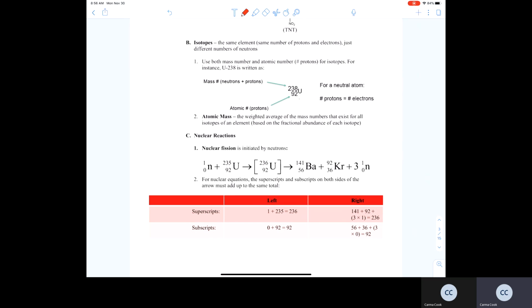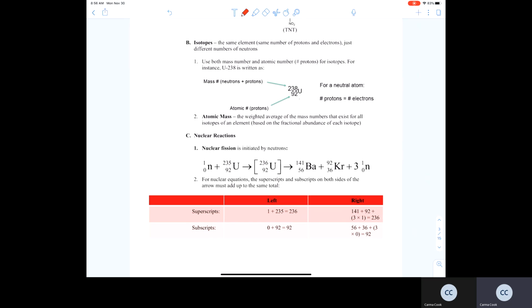And so uranium-238 means that the uranium has a mass number of 238. And so the mass number is written as a superscript. And then the atomic number, which you find directly on the periodic table for uranium, is the number of protons. And therefore, the atomic number is written as a subscript. And of course, we remember if it's a neutral atom, then you have the same number of protons and electrons.